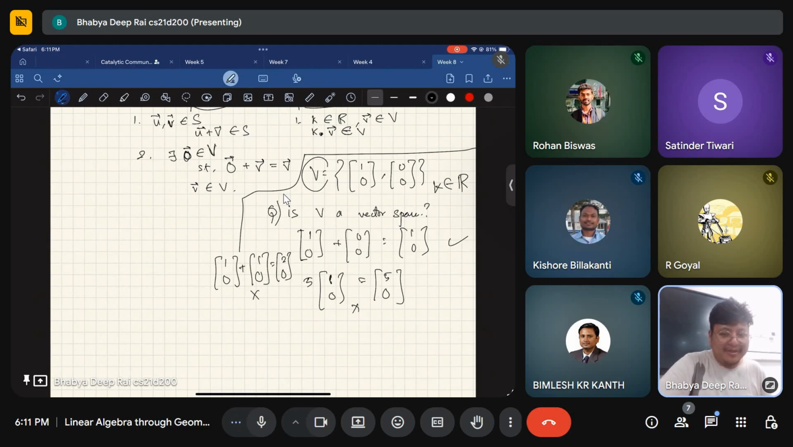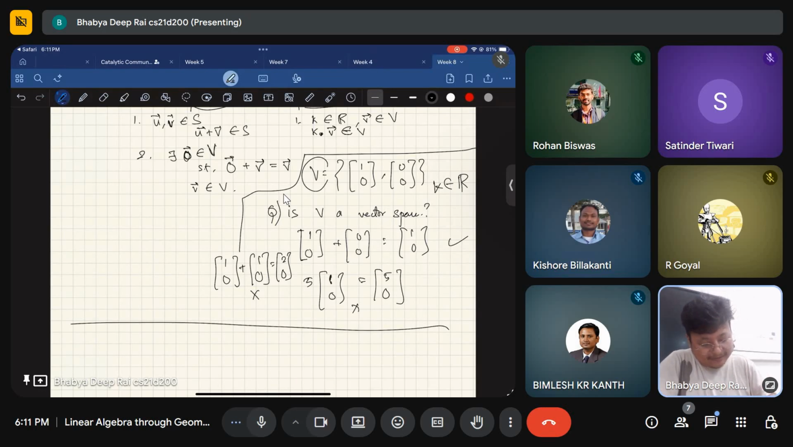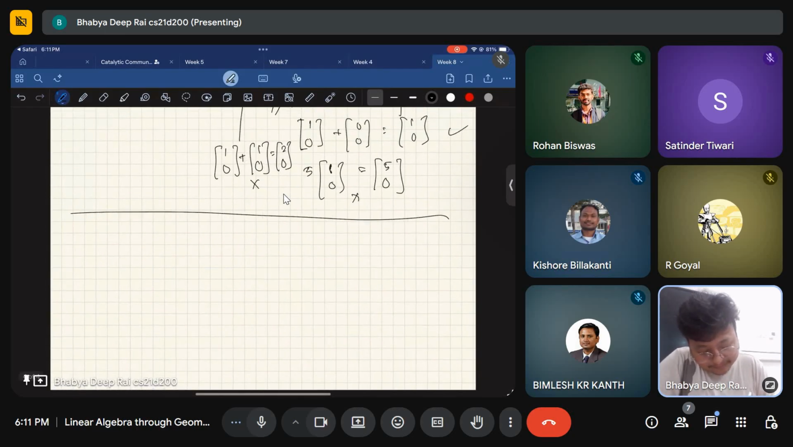But one property is respected, that is that it has the null vector. But still, it's not a vector space. That means if I give you something like, say, (x, 0) such that x is a real number, what about this?